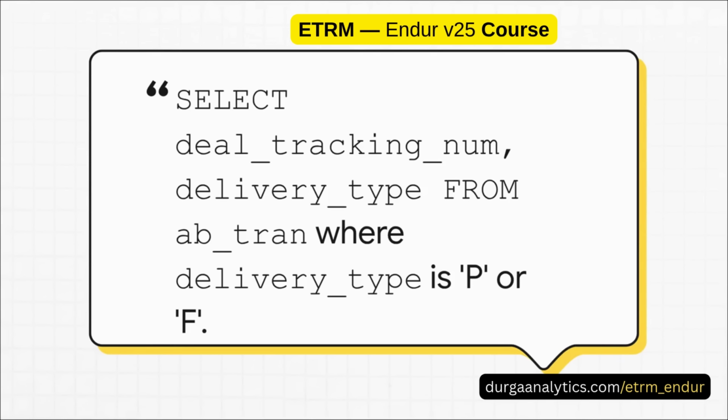So, how does the system know which path to go down? It all comes down to a single flag right in the core transaction table, AB-TRAN. It's the delivery type field. A P for physical or an F for financial. That is the fundamental switch that tells Endur, okay, start the logistics workflow, or nope, start the valuation workflow. Everything flows from this one little data point.